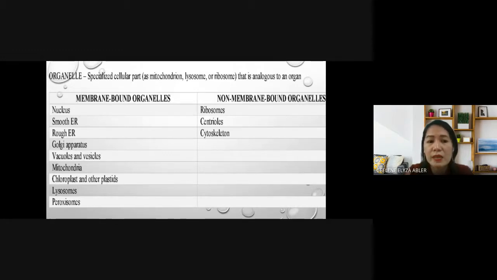Okay, so we have also the cytoskeleton. Cytoskeleton is made up of microfilaments. Okay, so cytoskeleton is kung meron tayong skeleton, backbone, the cells also have their own, especially sa ating animal cells. Animal cells need cytoskeletons class. Okay? So, yun lang ang sa kanila.